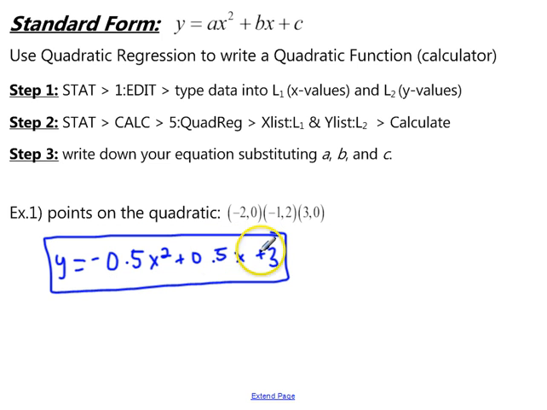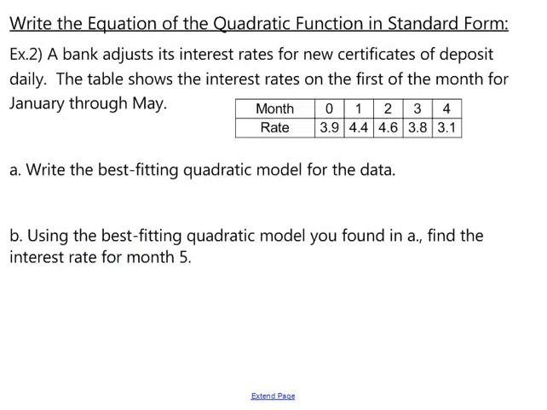These decimals aren't too bad, and we could change those into fractions, but some of the examples that we work with are not going to have such pretty numbers for decimals, and so you can leave them as decimals. Let's walk through one more example together. It says a bank adjusts its interest rates for new certificates of deposit daily. The table shows the interest rates on the first of the month for January through May. So it gives us the month and the rate.